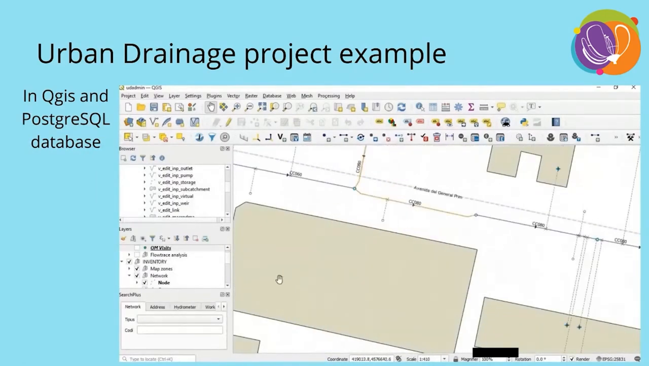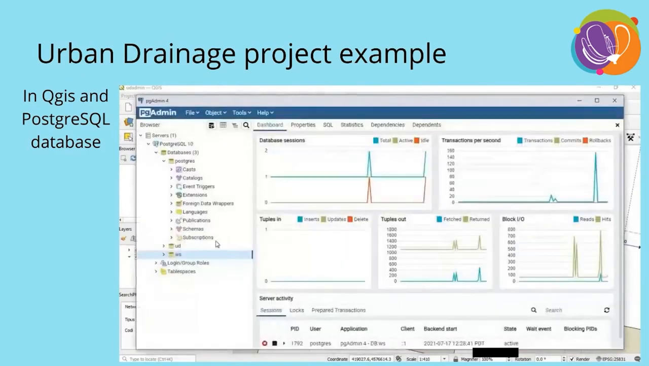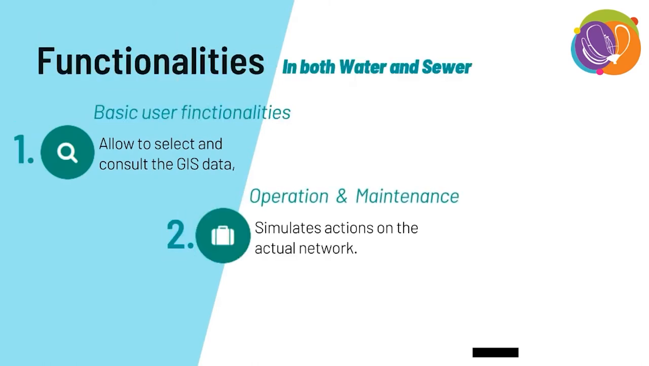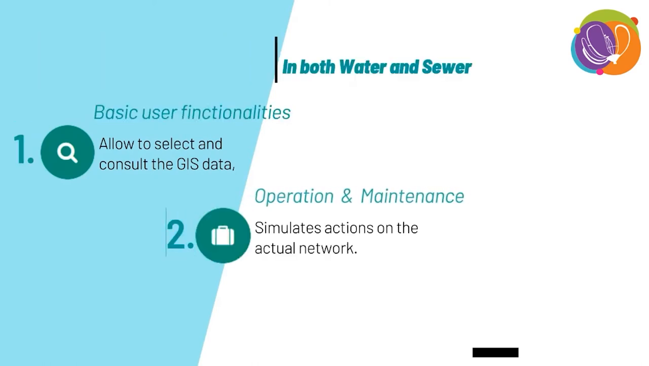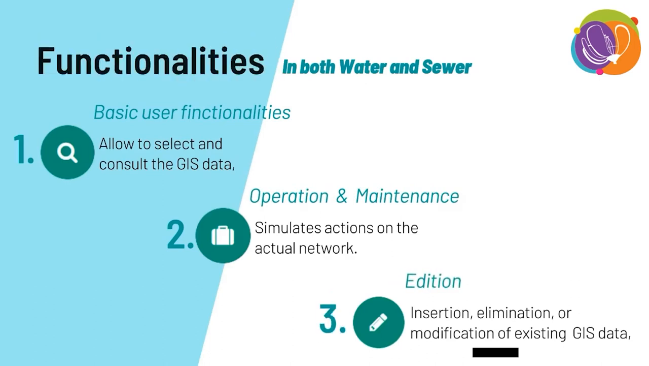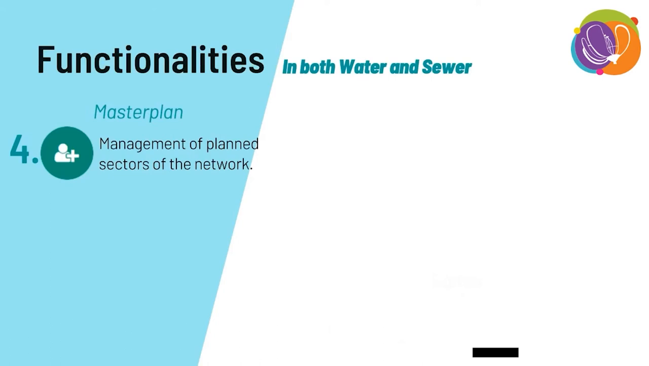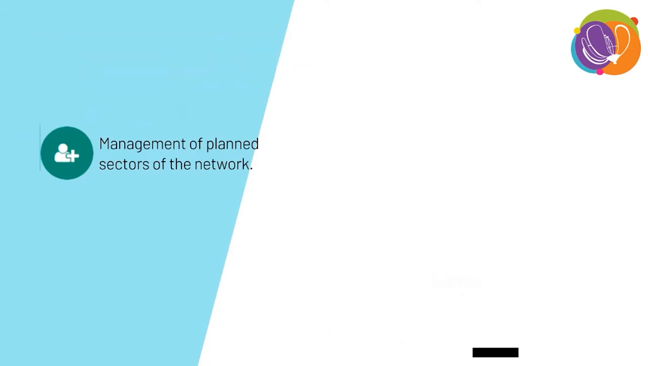Such as the pipelines and manhole. GIS Water has 6 user functionalities to take care of each user's needs. Basic user for just consulting GIS data, operation and maintenance simulates actions on the actual network, addition user inserts, eliminates or modifies GIS data. Master plan for plan sectors of the network.